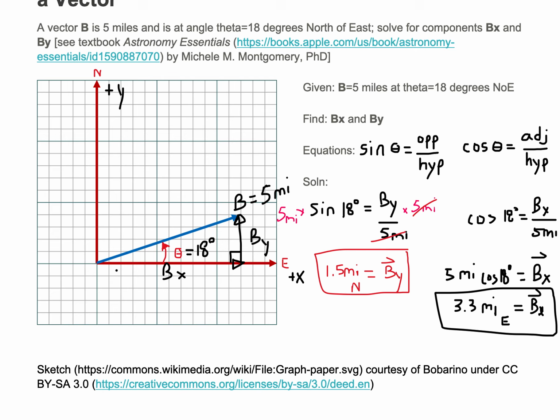We started with a vector b of 5 miles that is at an angle of 18 degrees northward of east. We needed to solve for components bx and by. We used equations for sine of theta and cosine of theta and solved, and we got by equal to 1.5 miles north and bx equal to 3.3 miles east.